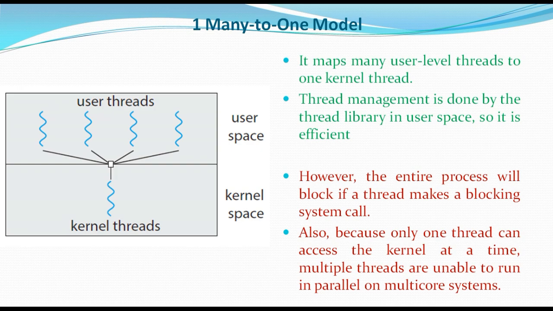Now let us discuss the first one, the many to one model. The many to one model maps many user level threads to one kernel level thread. If you see this figure, there are many user level threads and one kernel level thread. Thread management is done by the thread library in user space, so it is efficient.